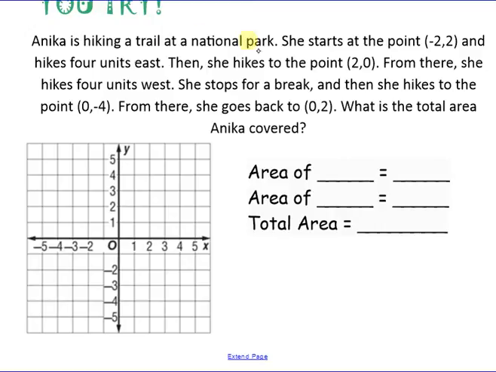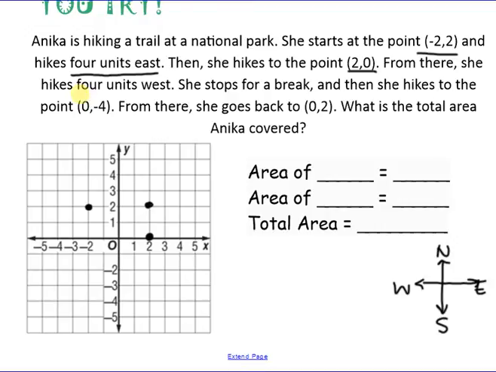Okay, so let's start where she starts. She starts at the point (-2, 2), and she hikes 4 units east. So remember our compass rose from social studies: north, south, east, west. Okay? So she hikes 1, 2, 3, 4. Then she hikes to the point (2, 0). So (2, 0) is right here. So she goes down here.